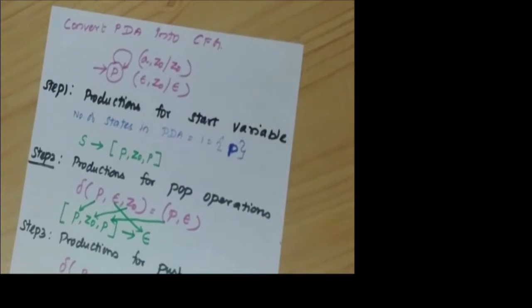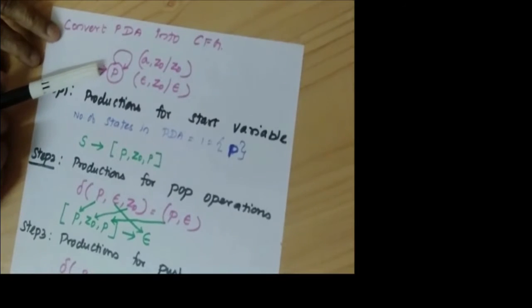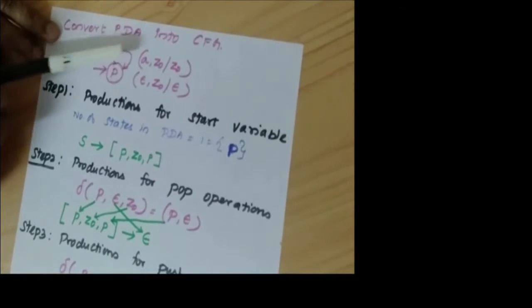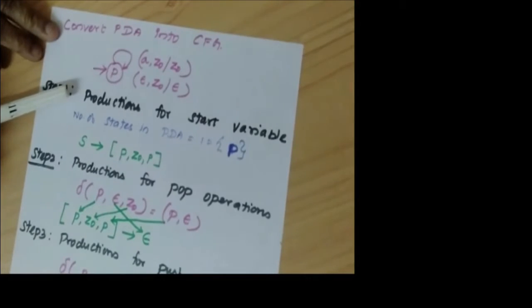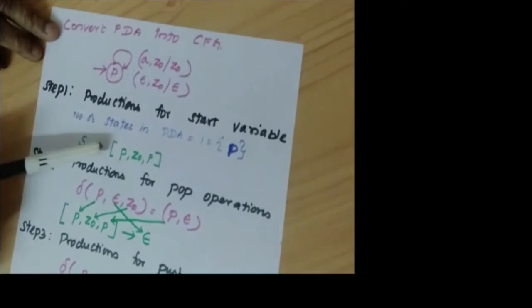To convert the PDA into grammar, we have taken this example. It contains only one state, P, and two transitions. One is a push operation and another is a pop operation. So we have to follow three steps to convert PDA into grammar. In the first step, we will find the productions, that is rules, for the start variable. It depends upon the number of states in the PDA. The PDA here contains only one state, that is P. So here the number of productions for the start variable is only one.